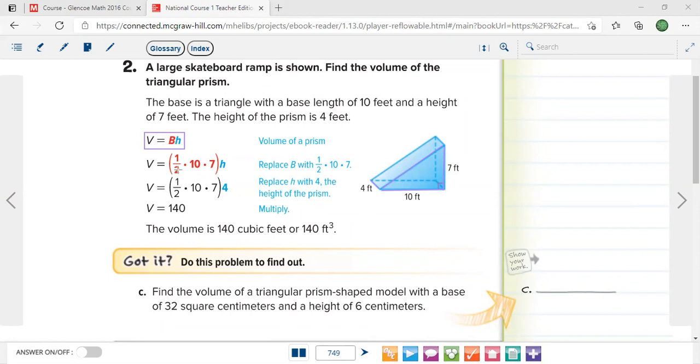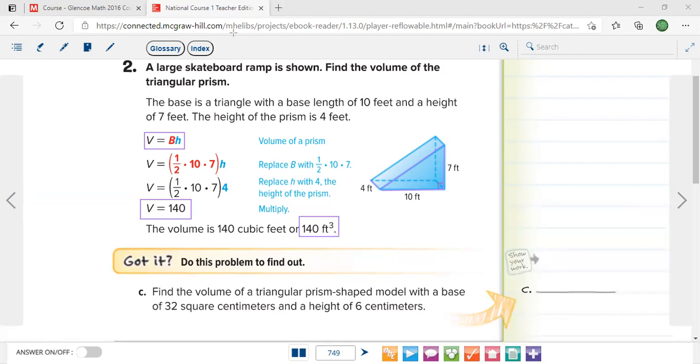So area of base is half, the base of the triangle is 10, the height of the triangle is 7, times the height of the prism, which is 4. Half by 10 is 5, 5 by 7, 35, 35 by 4, 140. So 140 feet cubed.